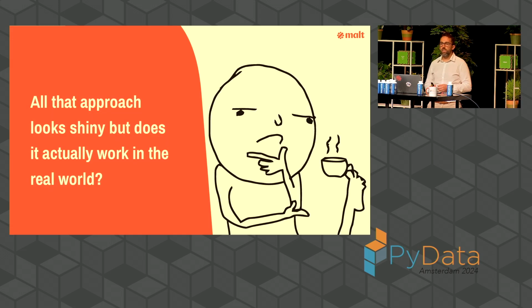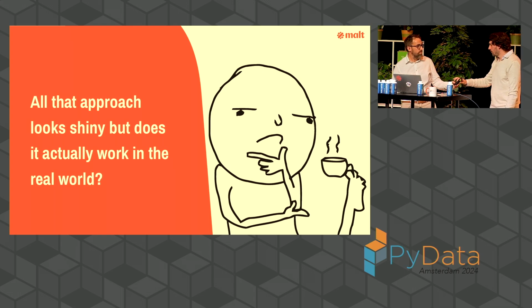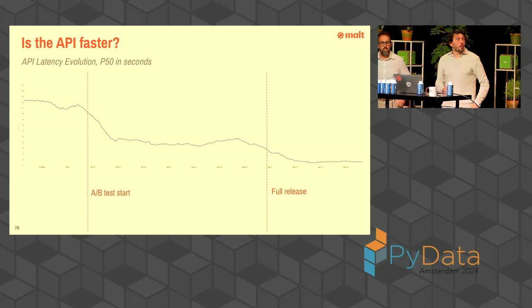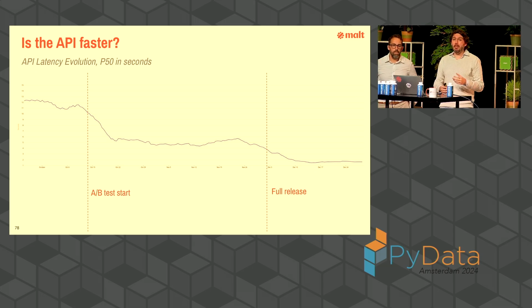OK, that looks really shiny. I'm sure you want to do the same thing at home, but does it actually work in the real world? Well, here we display the latency evolution of our API. And what you can see is that we went from tens of seconds to a maximum of 3 seconds when we introduced the neural retriever.